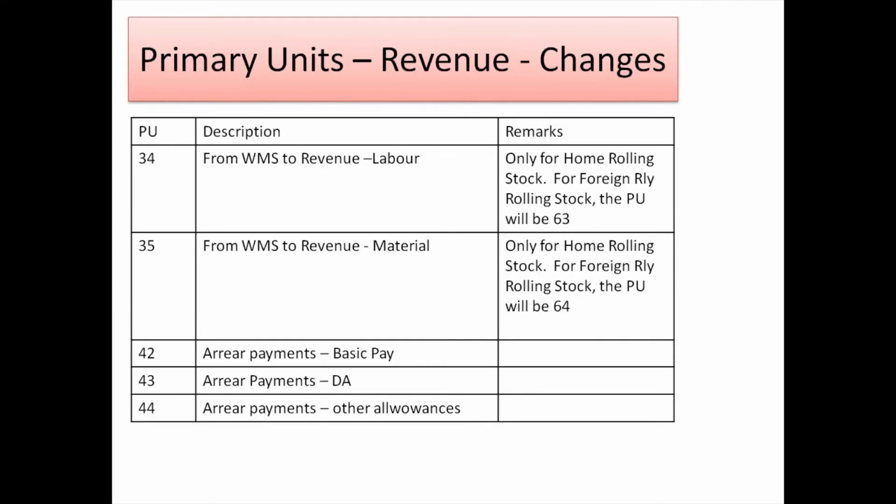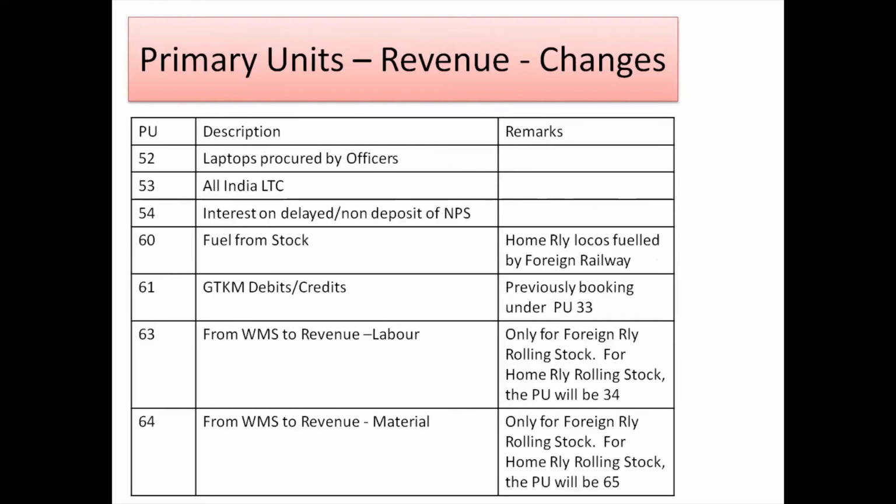Only important PUs will be discussed. This one is not important. Arrears payments: it is basic pay 42, 43, 44. 42 is DA pay, 43 is DA, 44 is all other allowances. Laptops, it is PU 52. And LTC, all India LTC, it is 53.